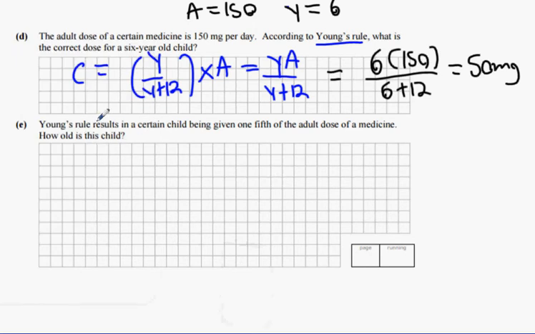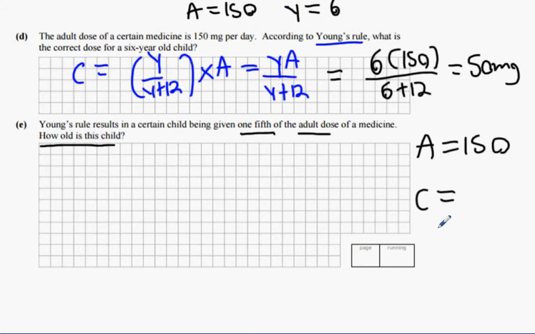Young's rule results in a certain child being given 1/5 of the adult dose of a medicine. How old is the child? Okay guys, if the adult dose is 150, what's the C value? What's the child's dose? 30. What Kane decided to do was he got 1/5 of 150, because it's 1/5 the size. So you know automatically that the child's dose has got to be 30.